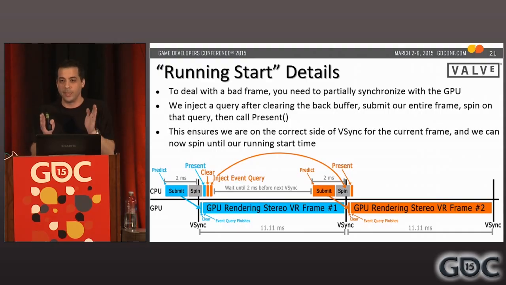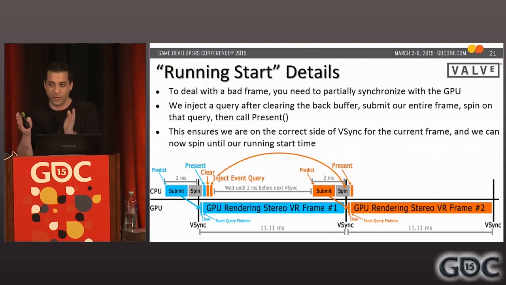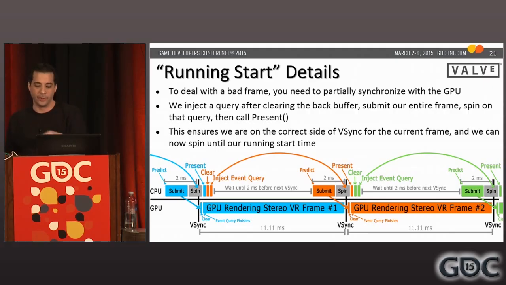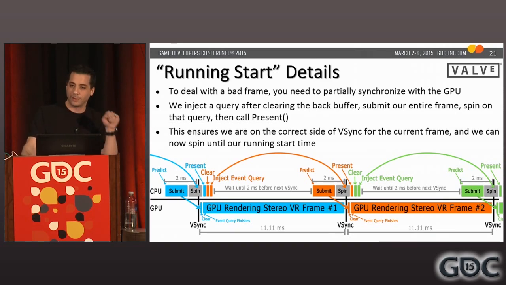So what spinning on that query does is it puts you on the right side of VSync and puts you on the frame that you're going to render on the GPU. After that, frame 3 is green. You're going to clear the back buffer, inject a query, spin and wait until running start. And you're going to do the same thing all over again. Predict forward 24.2 milliseconds, submit your whole frame, and then spin on the query you injected after that clear.